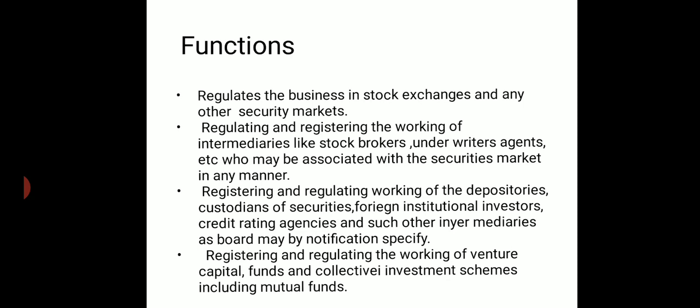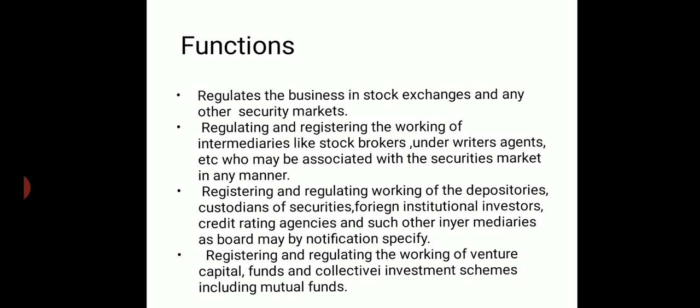SEBI ensures the efficient working of intermediaries such as brokers, sub-brokers, share transfer agents, bankers to an issue, trustees of trust deeds, registrars to an issue, merchant bankers and underwriters, portfolio managers, investment advisors, and such other intermediaries who may be associated with securities markets in any manner. And the next is, SEBI is regulating the working of the depositories, custodians of securities, foreign institutional investors, and credit rating agencies, and such other intermediaries as the board may specify.